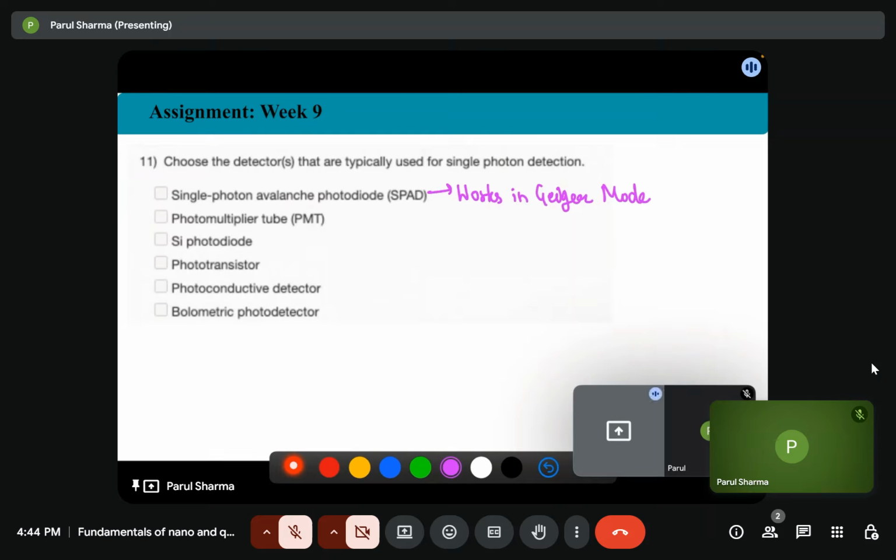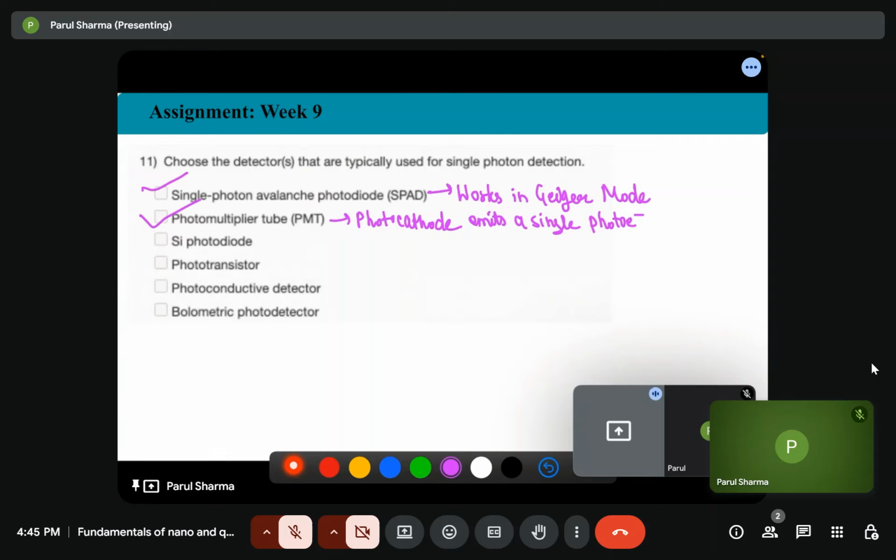Then PMT, so it's a photo multiplier tube. So here a photocathode emits a single photoelectron, which is multiplied through a dynode chain to a large current pulse. So it will give very high gain and single photon sensitivity. So it is very common in low light experiments. So we use these two things as detectors.